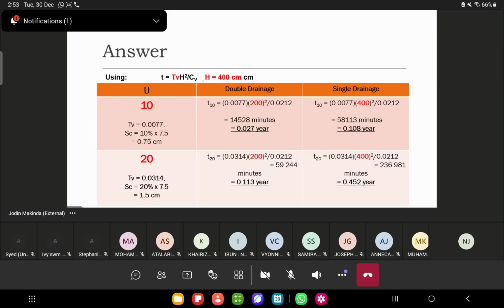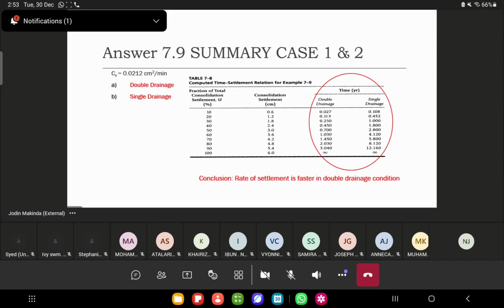Now, this is another comparison side by side. Single drainage 400, double drainage 200. It is the same calculation; I just put it in this table because I want you to see it side by side. If we compare the solutions, we can see the rate of settlement is faster in double drainage.